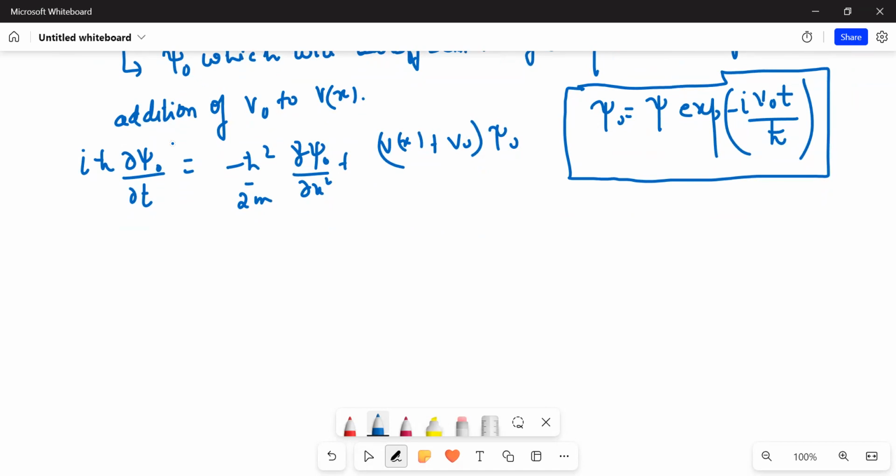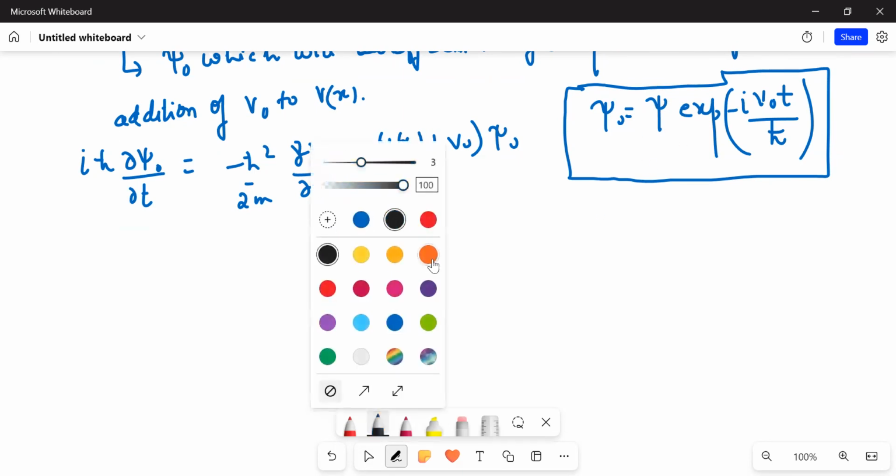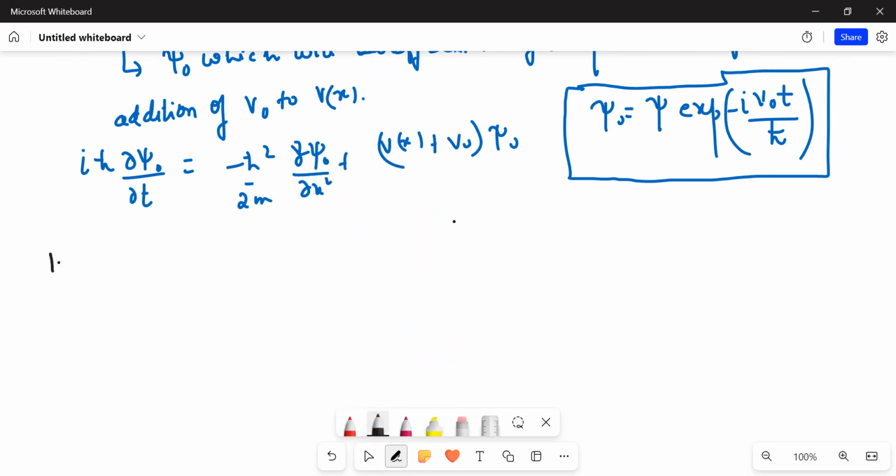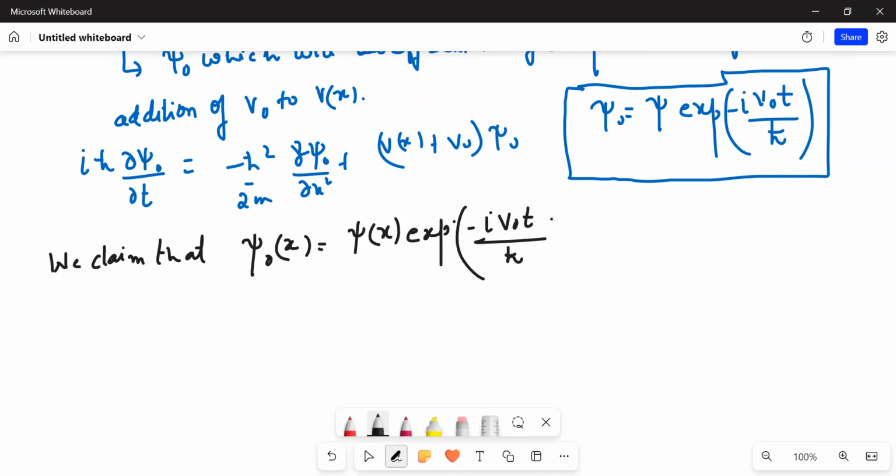If it satisfies this equation, then it would be very clear that due to the addition of V naught, our wave function picks up the factor exponential of minus iota V naught t upon h cut. Please do remember that this psi is the solution of the equation in which the potential is simply V(x). It does not contain the addendum V naught. So we claim that psi naught would indeed satisfy this differential equation, and we check whether our claim is right or wrong.